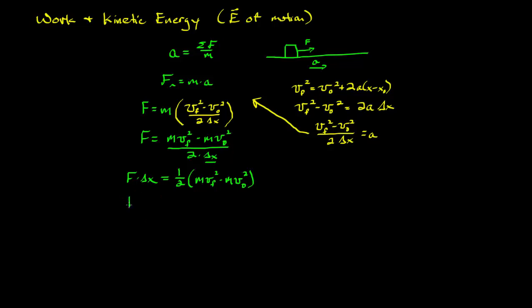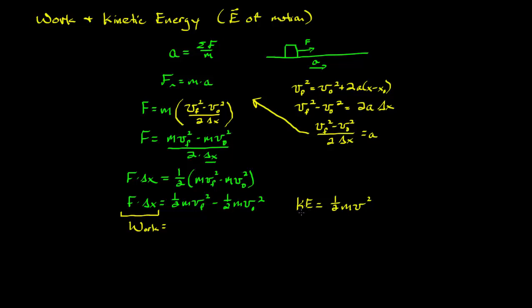Okay, so now we're about done. I just have to distribute. So we get 1/2 m Vf squared minus 1/2 m V naught squared. So we have a couple things here. One, force times displacement. Oh, that's work. And then we have the same quantity: the final velocity squared and the initial velocity squared and then half the mass. This is called kinetic energy. And so we'll define kinetic energy to be 1/2 mv squared.